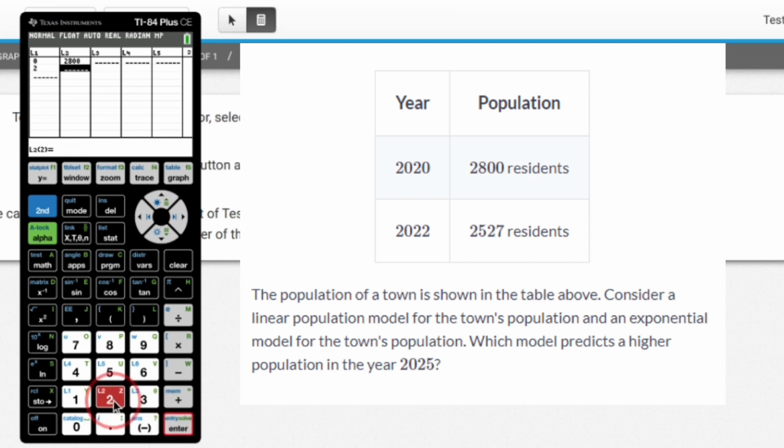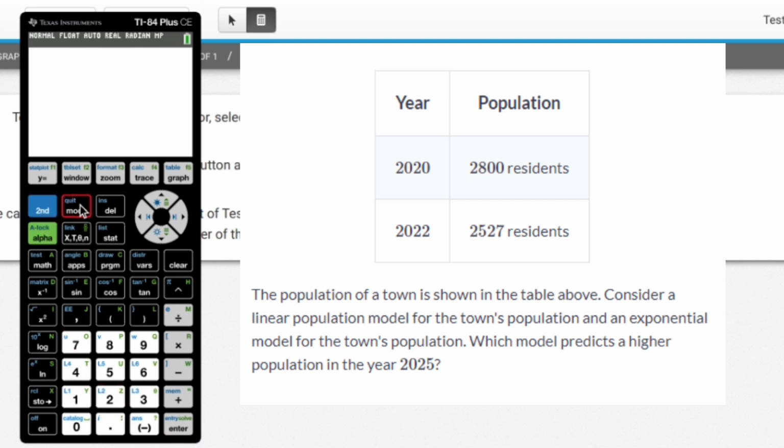We've got 2,527. And then we'll quit out of it. Now let's calculate exponential first. So we'll go down to exponential regression. There it is. Enter, enter, enter.